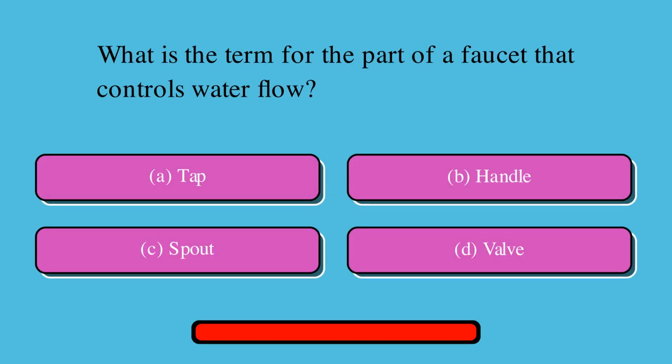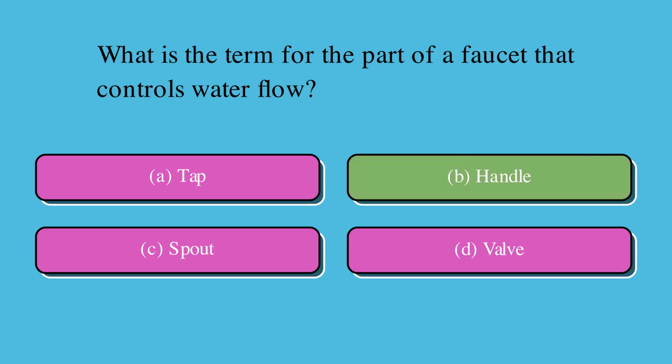What is the term for the part of a faucet that controls water flow? A, tap, or B, handle, or C, spout, or D, valve? The correct answer is B, handle.